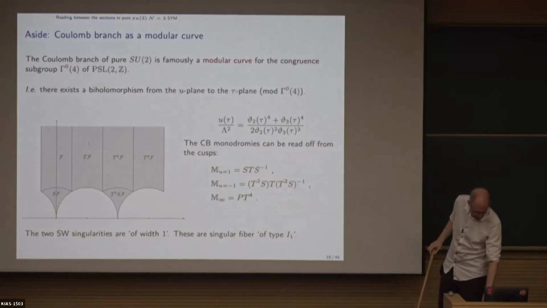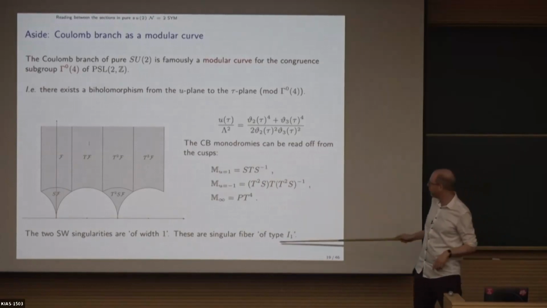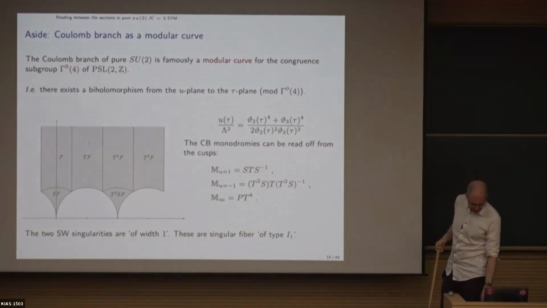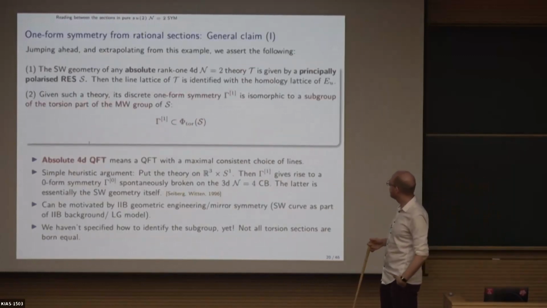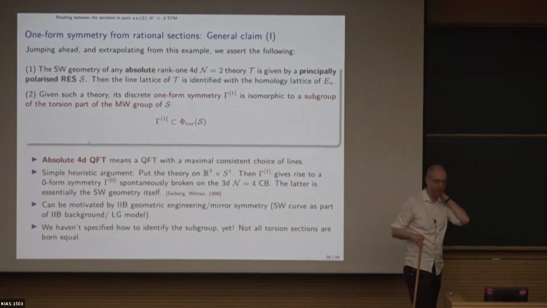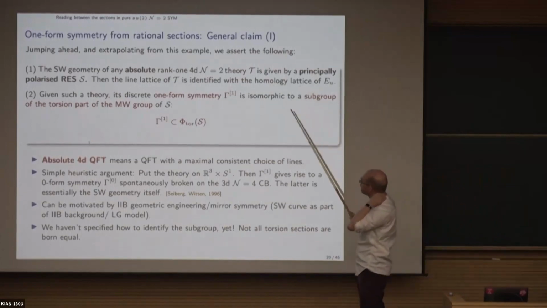The important point is that in the Seiberg-Witten SU(2) gauge theory, they are both of what is known as type I1 in the Kodaira classification of fibers. That just means that a single charge 1 particle becomes massless at those points. So, jumping ahead and extrapolating from this one example, like a physicist, I have one example and now I claim a theorem. So let's claim the following.